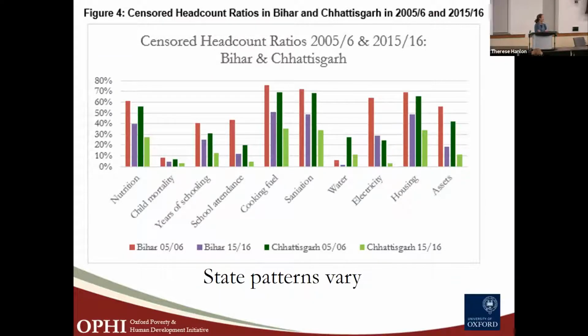And the other interesting thing, as I said, is you can see that states are different, but the red and purple are Bihar and the two greens are Chhattisgarh. Chhattisgarh is primarily a tribal state. Bihar is the non-tribal bit of the previous Bihar. And you see that their patterns are really quite different, where school attendance really came down, and it was a much bigger problem in Bihar originally. And cooking fuel reduction was higher in Chhattisgarh, as was reduction in sanitation. Electricity patterns are very different. They both had strong drops, but in Bihar it had been a much bigger problem, whereas water was a much bigger problem in Chhattisgarh. So this is again to say, in terms of using the MPI for policy, you're looking at the original deprivations and the magnitude of drop.